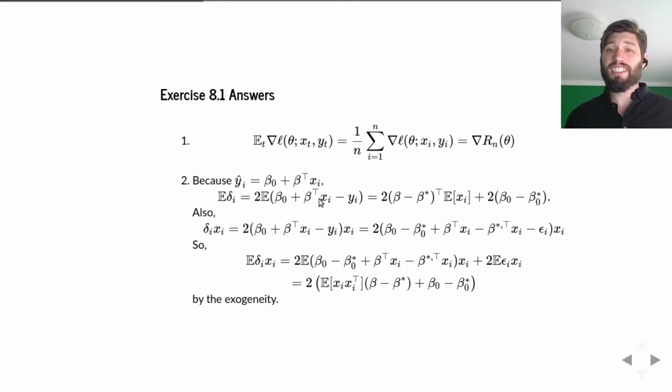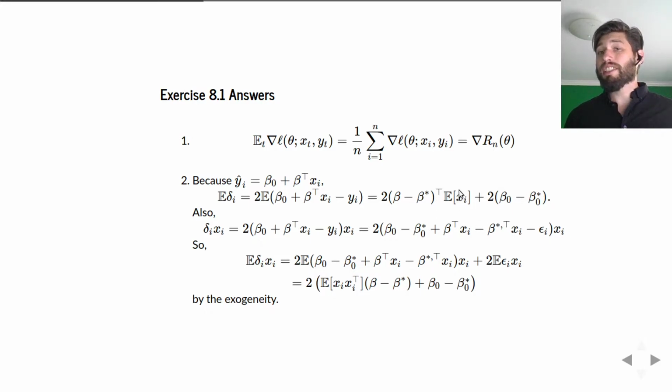But y-hat takes this linear form. Actually, y also takes a linear form plus some epsilon_i. That linear form is the same thing as this, except with beta naught star and beta star. And so we get beta minus beta star here, and beta naught minus beta naught star here. We have the expectation of x_i appearing. And then the epsilon_i, what happened to the epsilon_i? Well, it has expectation 0, and so it goes away. And so this is what our expected gradient step is for this case.